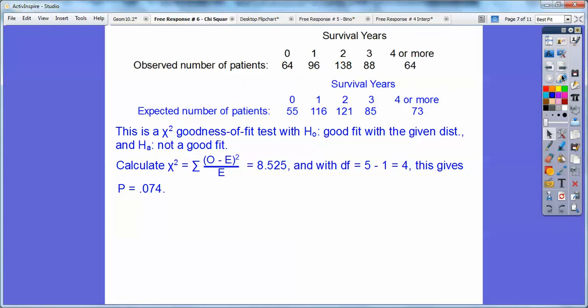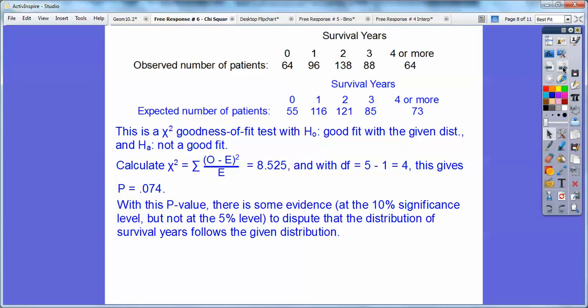So let's interpret that data. With this p-value, there is some evidence at the 10% significance level, but not at the 5% significance level, because this is over 5% but less than 10%, to dispute that the distribution of survival years follows the given data. Notice my old book gets me somewhere between 0.05 and 0.10.